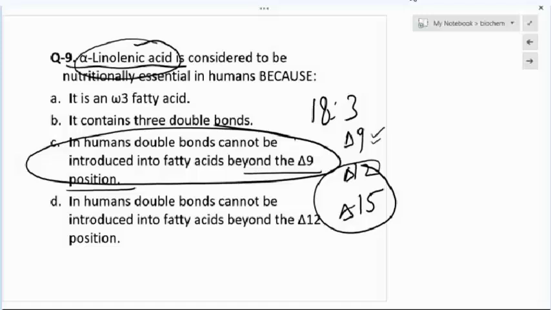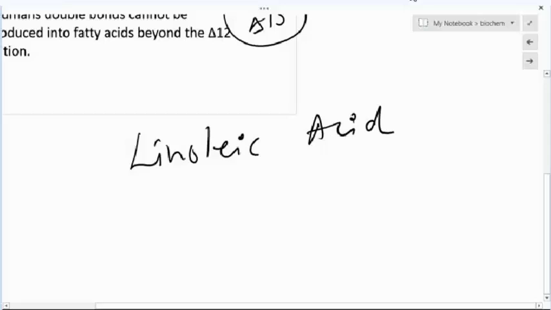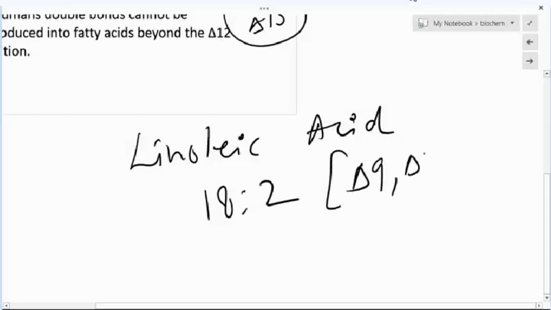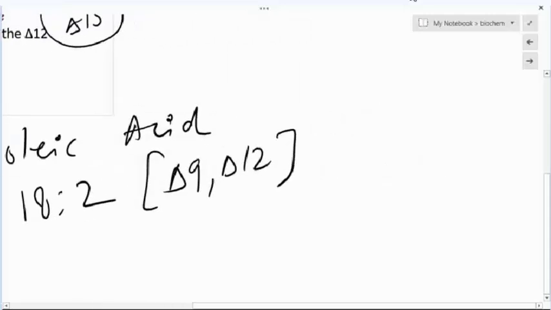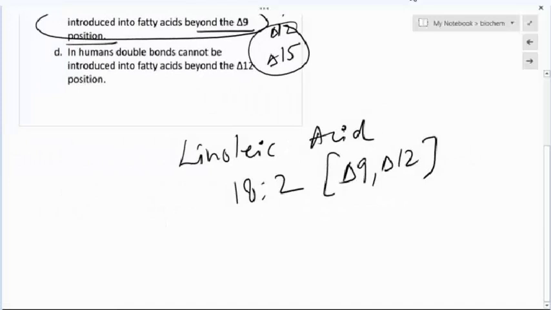The another essential fatty acid, you should know, is the linoleic acid. See the spelling difference. It's linoleic acid. It's 18 carbon, 2 double bonds, and those 2 double bonds are present at delta 9 and delta 12 position. This also is essential for the same reason that it has the double bond beyond delta 9, and that cannot be introduced by desaturase in human cell.